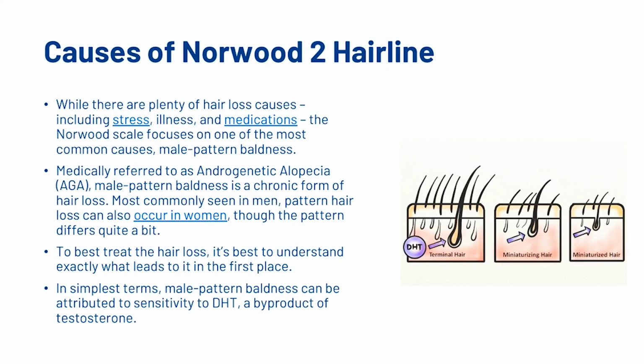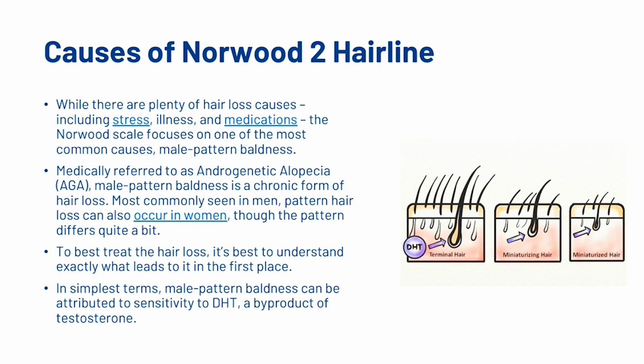So, what are the causes of a Norwood 2 hairline? While there are plenty of hair loss causes, including stress, illness and medications, the Norwood scale focuses on one of the most common causes, male pattern baldness. Medically referred to as androgenetic alopecia, male pattern baldness is a chronic form of hair loss, most commonly seen in men. Pattern hair loss can also occur in women, though the pattern differs quite a bit.